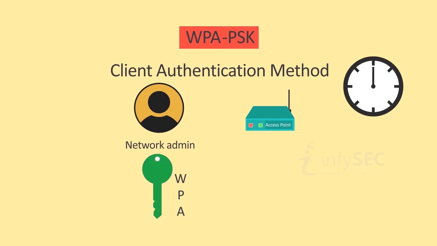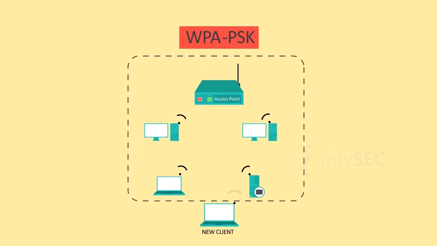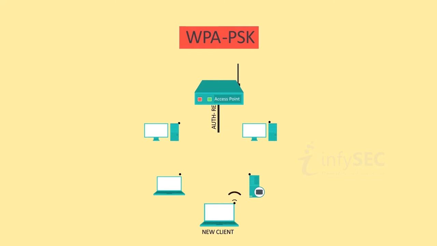These encryption keys are constantly changed on a timely basis, which is then shared between the clients associated with the network. When a new client gets connected to the network, an authentication request is sent to the access point, which in return sends a response asking for the password. A connection is established once the password is verified.